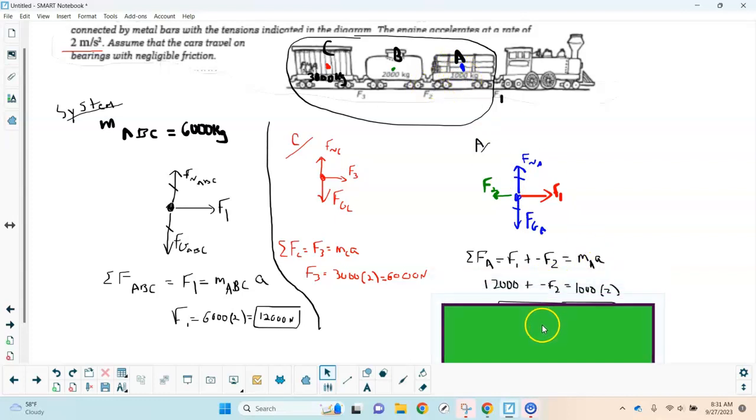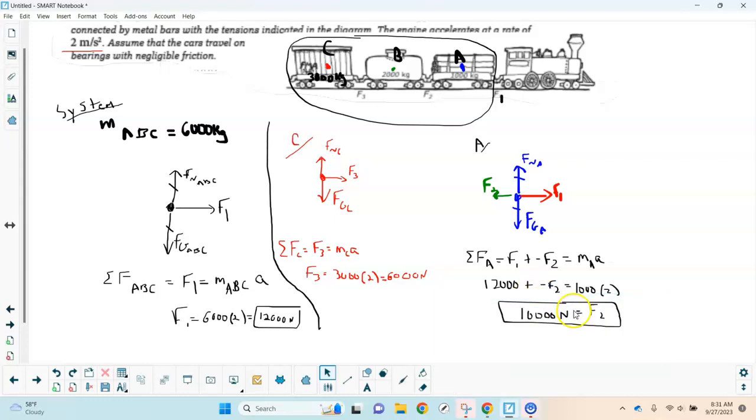So we plug into that, we got 12,000. Let me just delete the rest. 12,000 plus a negative F2 equals 1,000 times 2. So we got 12,000 plus some negative number equals 2,000. So this is going to be 10,000. So 10,000 newtons is F2.